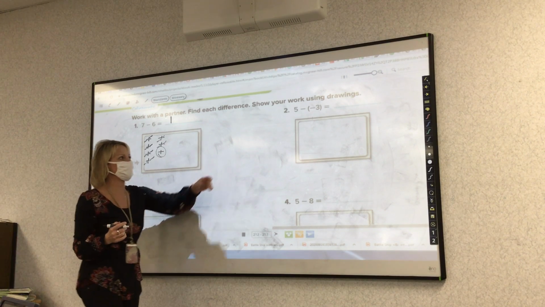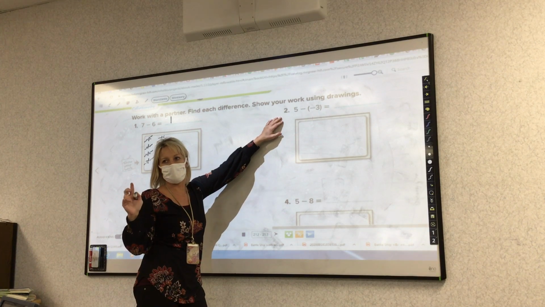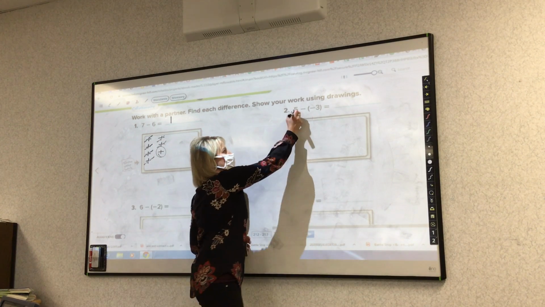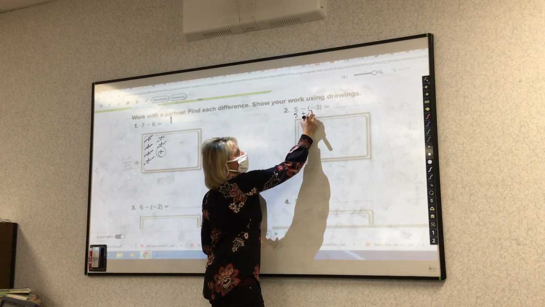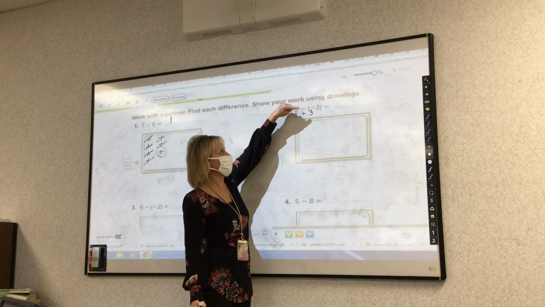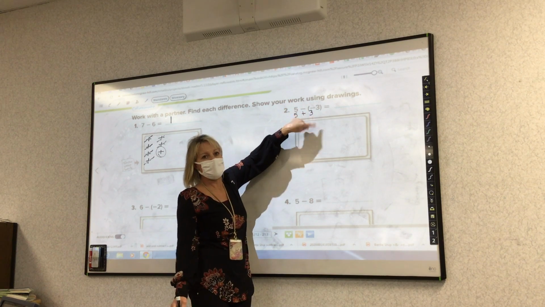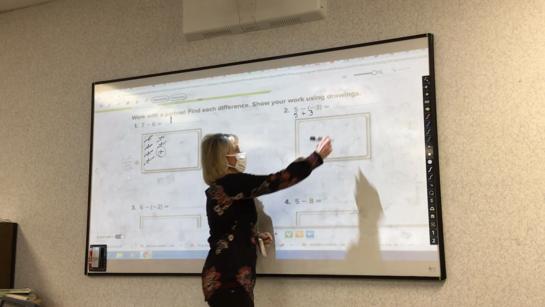Number 2 says, now this is a little bit different, let's rewrite it also as our keep, change, change. So I have 5 plus 3, right? Keep the 5. Change subtraction to addition. Change the negative to a positive. What should our final answer be then? 8. Okay, that's what it should be.